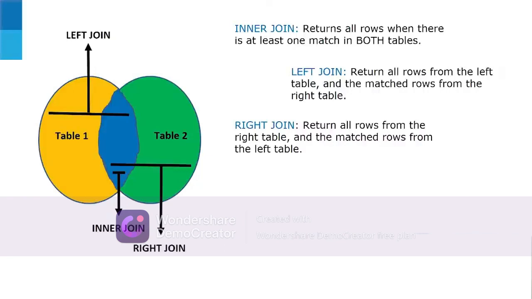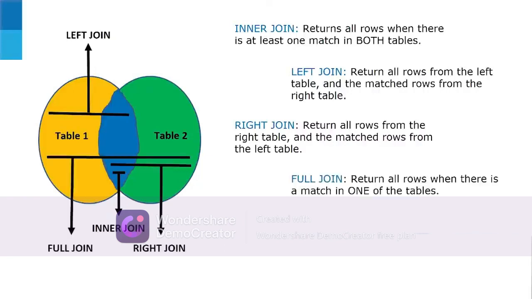So basically, all the data from the right table, but only the common data from the other table. Now let's talk about full join. Full join is very easy. It's nothing but everything. Everything will be coming in the resulting table. So the left table also complete, the right table also complete, and the common details also complete. Everything will be coming.